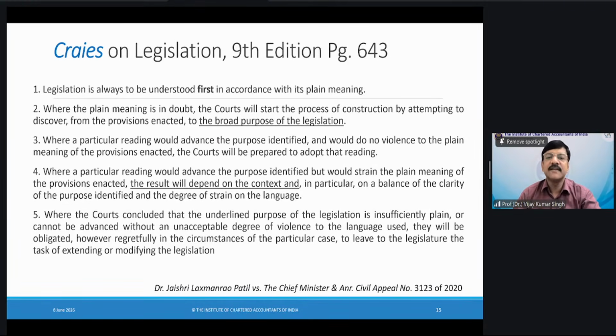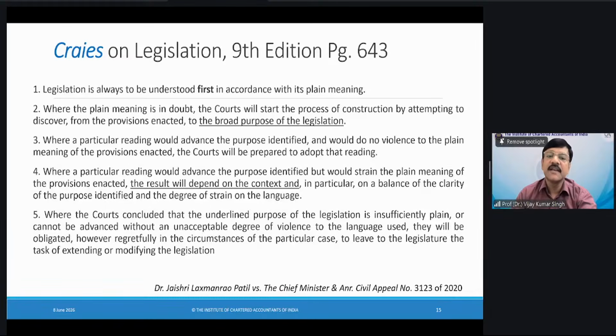Where the plain meaning is in doubt, the court will start the process of construction by attempting to discover from the provisions enacted the broad purpose of the legislation. And this is the place where you will look for intention of the legislature. Otherwise, if the plain text is clear enough to explain, there is no need for you to go into the interpretation exercise or construction exercise, right? Now, where a particular reading would advance the purpose identified there and would do no violence to the plain meaning of the provisions enacted, the court will be prepared to adopt that reading.